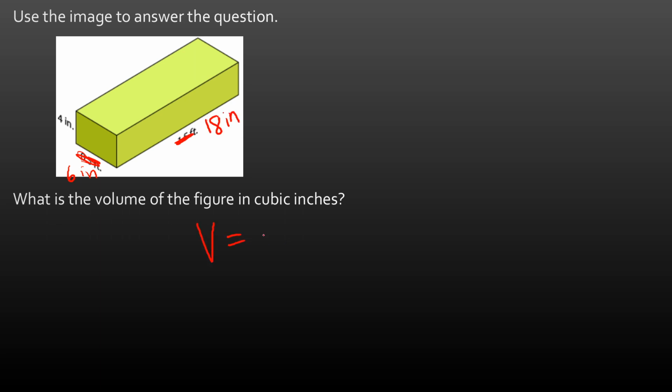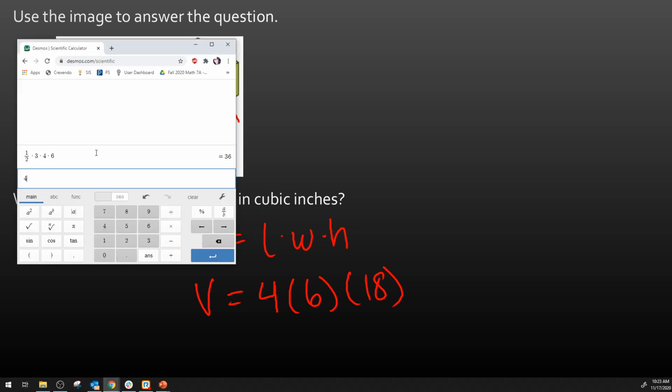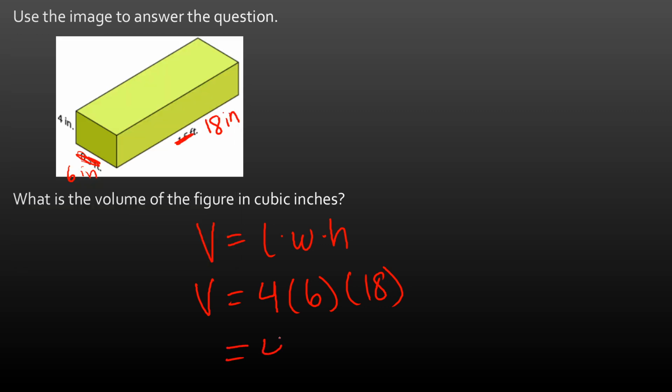So my volume formula is length times width times height. Length is 4, width is 6, height is 18. Type that into a calculator and then we are good to go. 4 times 6 times 18, 432 inches cubed. So again, see how with volume, knowing these formulas is very, very helpful. So when you're writing these down and when you're solving these at home, make sure that you're starting with your volume formulas.